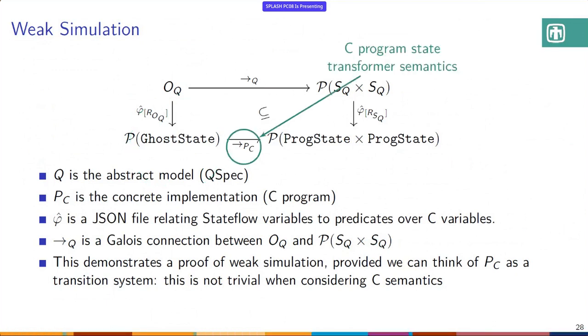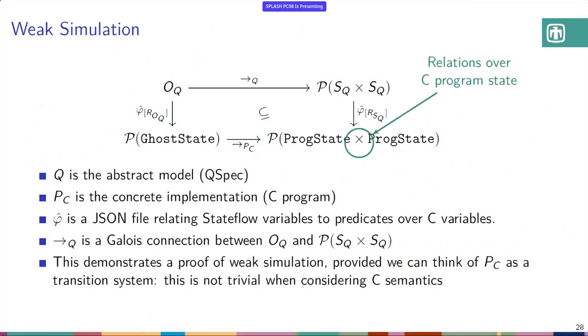Then we have the C program state transformer semantics. You can think of running a C program as a labeled transition system, which I'll get into. And then we have these relations over the C program state. So this is essentially the Galois connection, provided we can think of P sub C as a transition system. Now, again, this is not a trivial thing to understand.